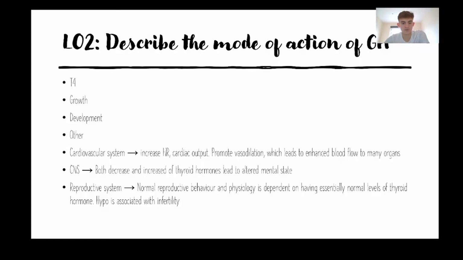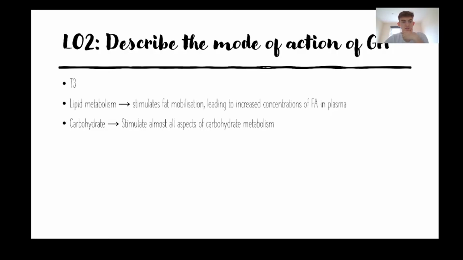And the reproductive system, the normal reproductive behavior and physiology, depends on having normal levels of thyroid hormone. Hypothyroidism is associated with infertility, hypo meaning too little. T3 helps with lipid metabolism and stimulates fat mobilization, leading to increased concentration of fatty acids in the plasma. Also, it works on carbohydrate metabolism and basically stimulates all aspects of it.